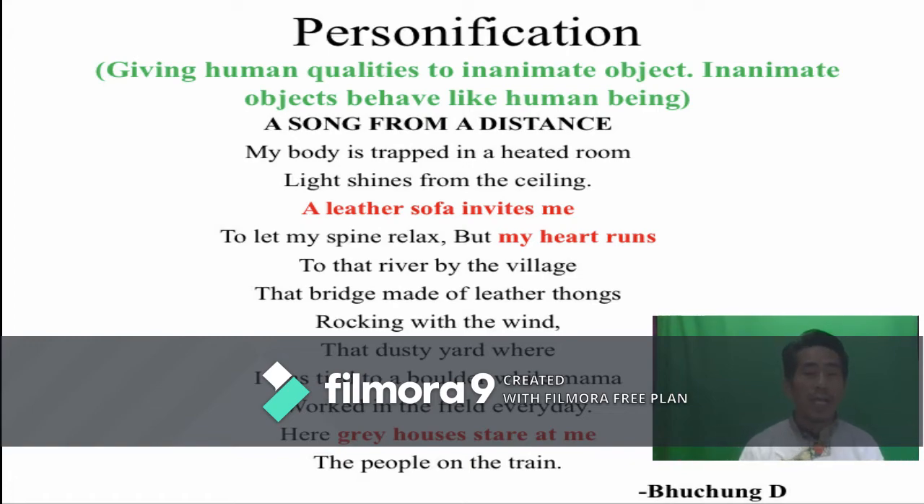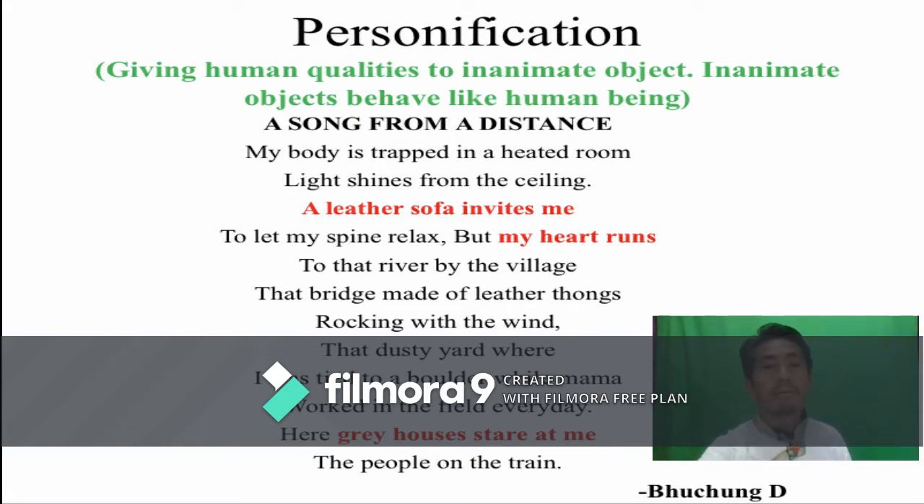Now if you look at this, I want you to look at the line, a leather sofa invites me. A leather sofa is not a human being, but here the leather sofa invites me. Invites is a human quality. My heart runs. My heart cannot run. Run is a quality of a human being. Look at the last line: grey houses stare at me. The houses will never stare at you. They are inanimate objects, but still human qualities are given. This is an example of personification.